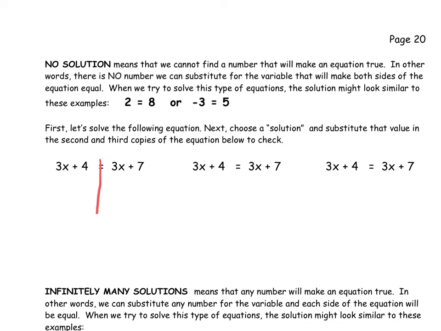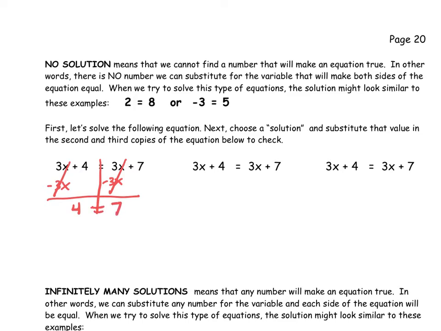I'm going to start and I'm going to take away this group of 3x's. And so if that's what I did on this side, I have to do exactly the same thing on the other side. So when that happens, both of them eliminate. And on the left side, I have positive 4. And on the right side, I have 7.